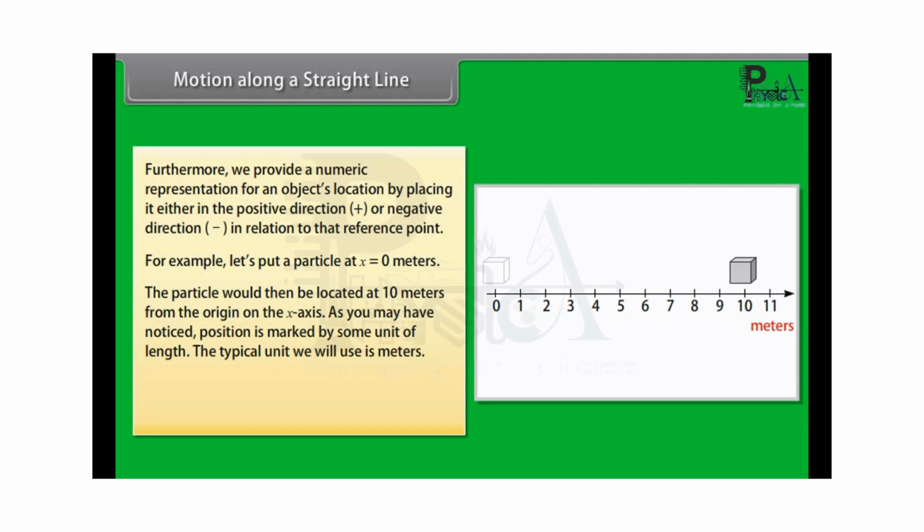As you may have noticed, position is marked by some unit of length. The typical unit we will use is meters. Here the distance covered by the object is 10 meters. To describe distance, we need to specify only the numerical value and not the direction of motion.